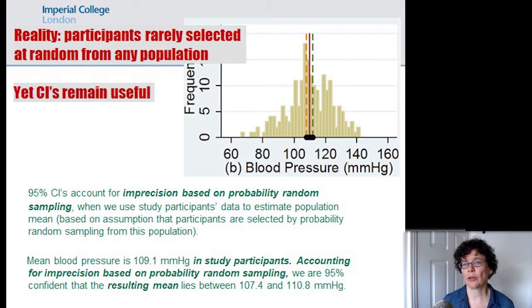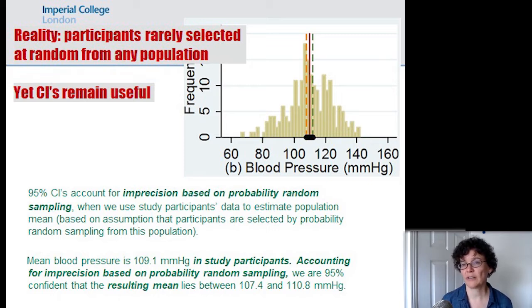If you know anything about the morality of medical research, you will know that participants are very rarely selected at random from any population, yet confidence intervals remain useful. We use them to account for random imprecision in random choices in who we recruit into our data.